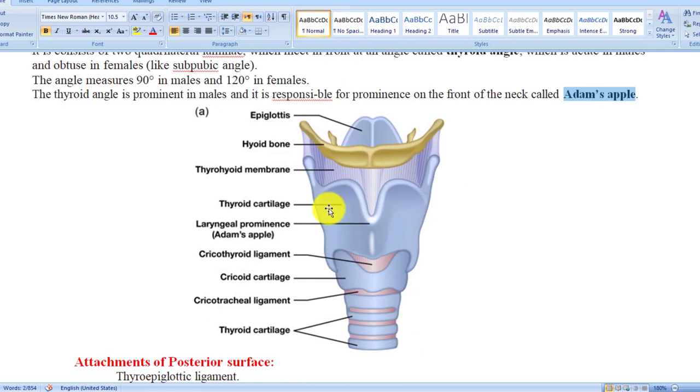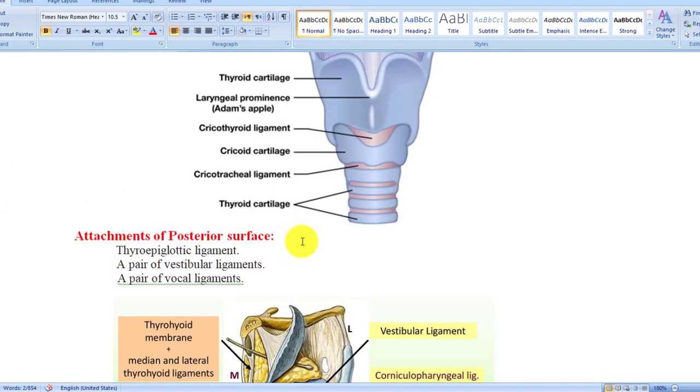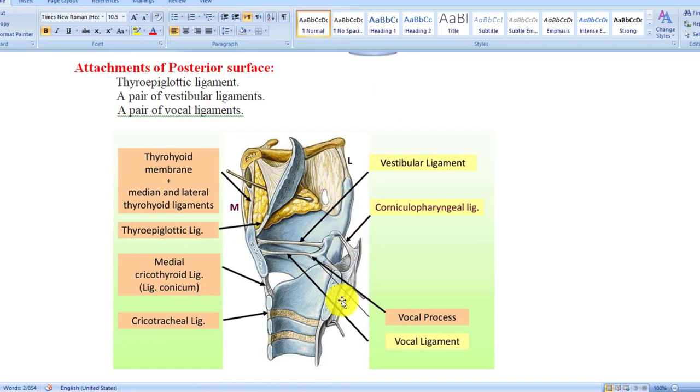This was a little bit about the thyroid cartilage. Now there are certain attachments of the thyroid cartilage, right? Different structures are attached to its posterior surface and some are attached to its anterior surface.